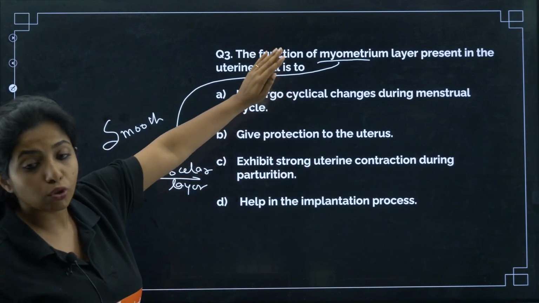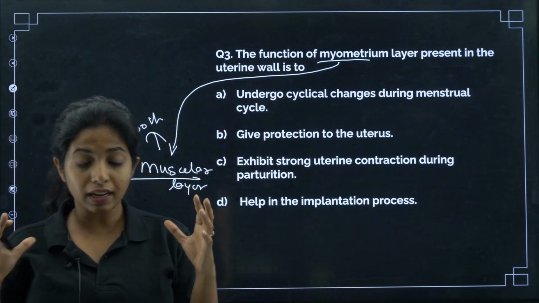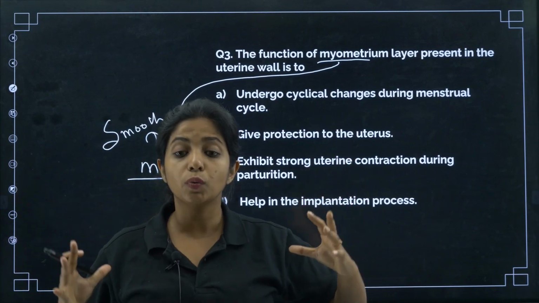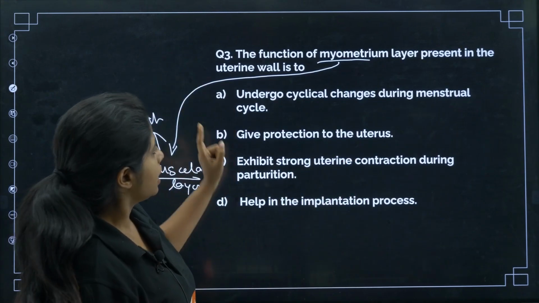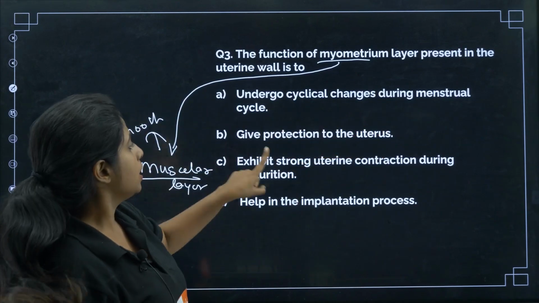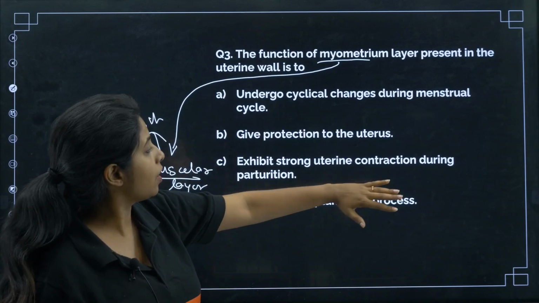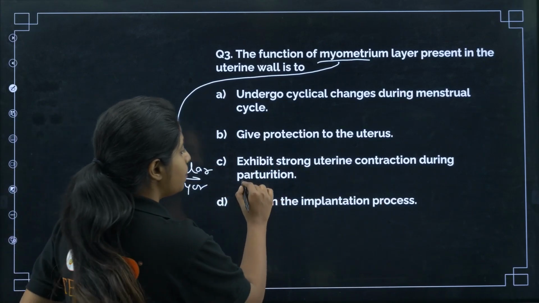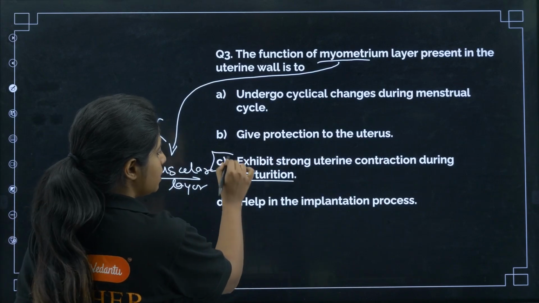So in this case also, the myometrium is made up of smooth muscles, and the muscular layer which is over here, when it contracts, that's when the baby would be coming out. Okay, now what is the use? Is it to undergo cyclic changes? No, that is endometrium. Give protection to the uterus, that is perimetrium. Exhibit strong uterine contraction during parturition, yes. Now parturition is the process during which the baby expels out of the body. Now this becomes your answer.